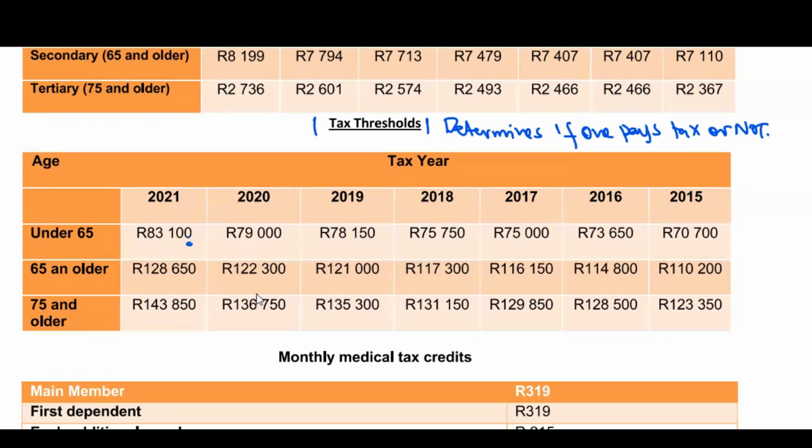So we shall be doing that as an example. Let's take an example here. A person is 64 years of age. They earn, let's say, 5,500 per month.